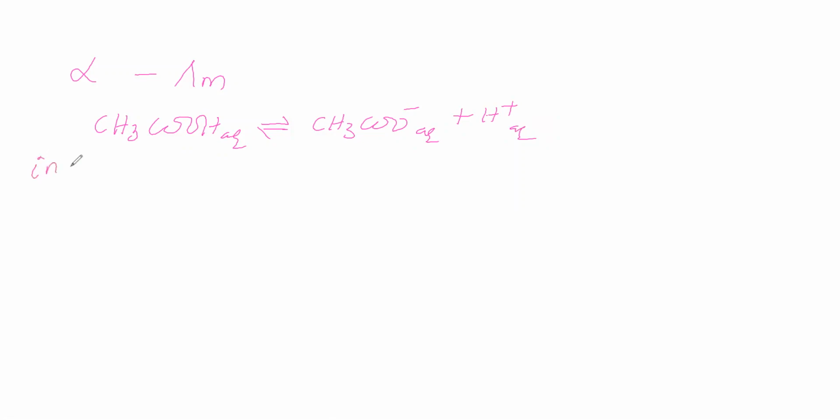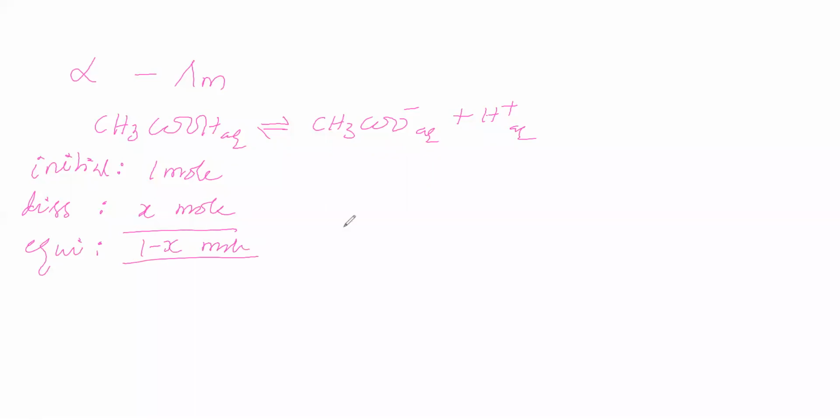Initially we are taking, suppose, 1 mole of acetic acid. It is undergoing dissociation. x moles of acetic acid is dissociated. So at equilibrium, how many moles of acetic acid is there? 1 minus x moles of acetic acid is there. Acetate ion x moles present. H plus ions x moles present.